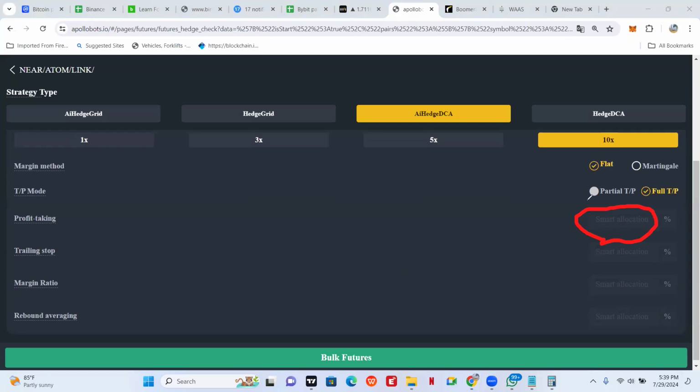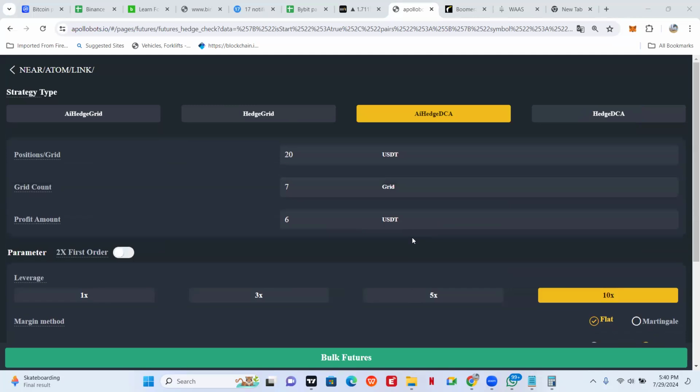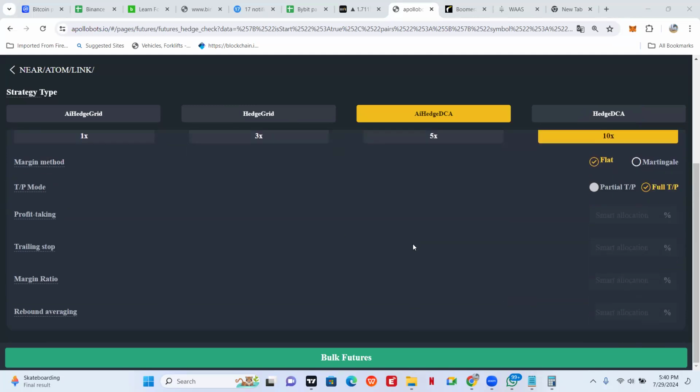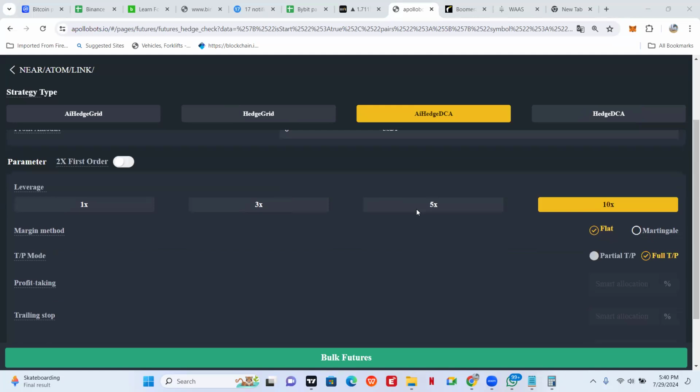You only set this up when you're using the Hedge DCA. All right, when using the Hedge DCA or the Hedge grid. Okay, so let's move. So now we've just set up a $200 account here. So this is good to go. All you need to do is you just tap on bulk futures and your trade will move. Okay, so that's it. Bulk futures and your trade will move.